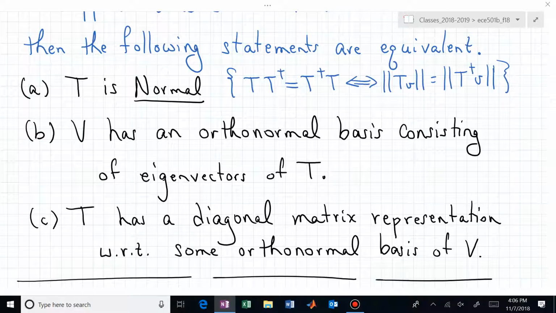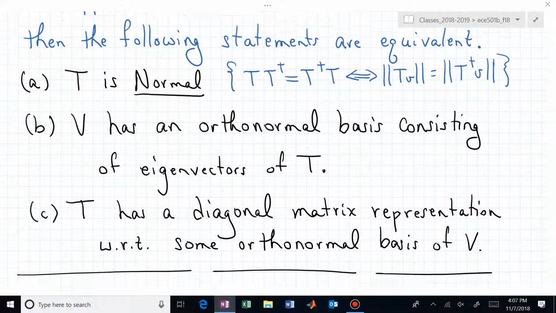If that's the case, if we have orthogonal and normalized eigenvectors, we can also diagonalize that matrix T. So any of those are equivalent. You say T is normal, you can now just put these other two in your back pocket and say, oh, I also have these as a consequence of my operator being normal.